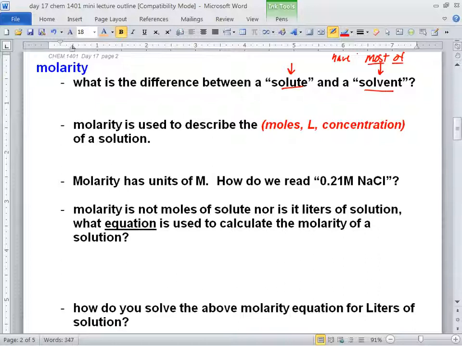Molarity, Dylan, which we're going to be spending today on, is used to describe the blank of a solution. The concentration, right? Exactly. Molarity has units of big M, Lauren. So I'm not supposed to say 0.21 big M sodium chloride. I'm supposed to say 0.21 what? Sodium chloride.